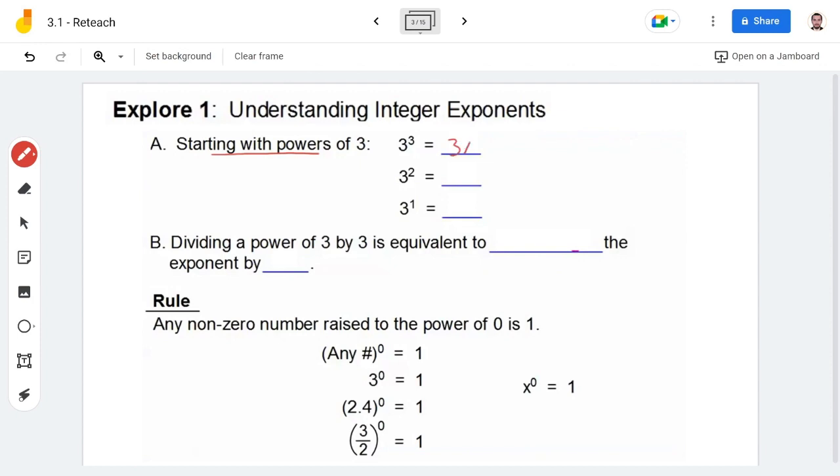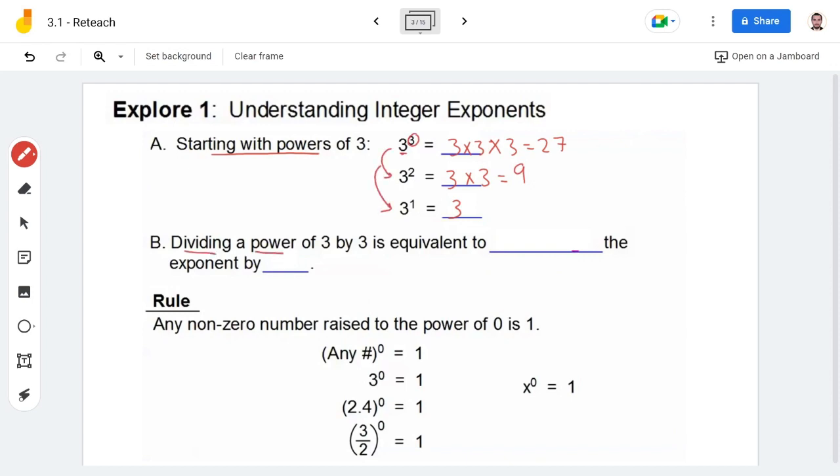So 3 cubed means 3 times 3 times 3, which is equal to 27. Same thing here, 3 times 3, which is equal to 9. And 3 to the power of 1 is 3. So as you can see here, the power represents the number of factors. In each example, the power is reduced by 1.